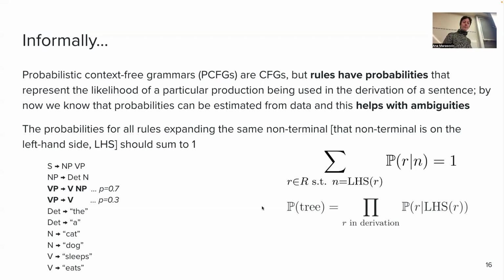And then here we have a probability of a tree just being the product of the conditional probabilities as always. That's so-so. Okay, so this part will also become clearer with CKY. Yes, please.